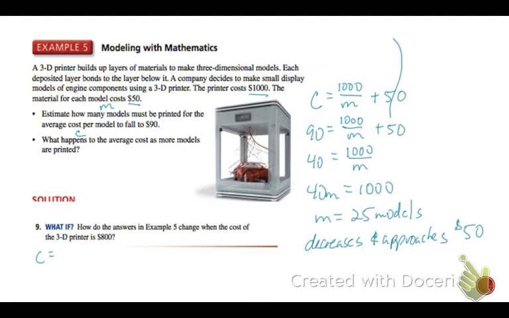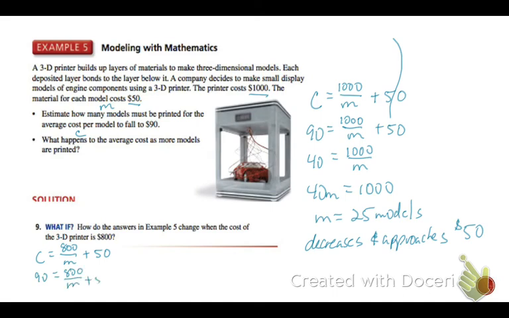Now look at number 9. What if? How do the answers in this example change when the cost of the 3D printer is $800? So we'll just take our equation and replace the 1,000 with 800 and then solve for our number of models.